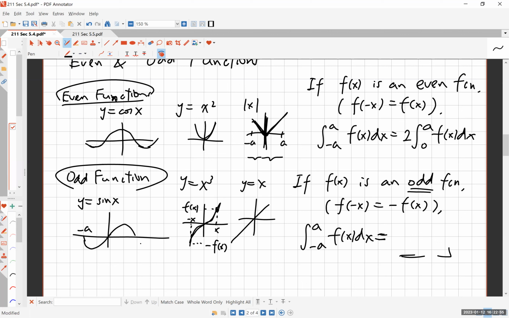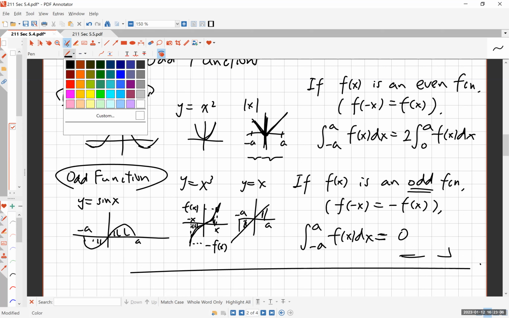Look, this is from negative a to positive a. Basically, the sides cancel each other, right? So the answer is 0. And that's something you can keep in mind as well.